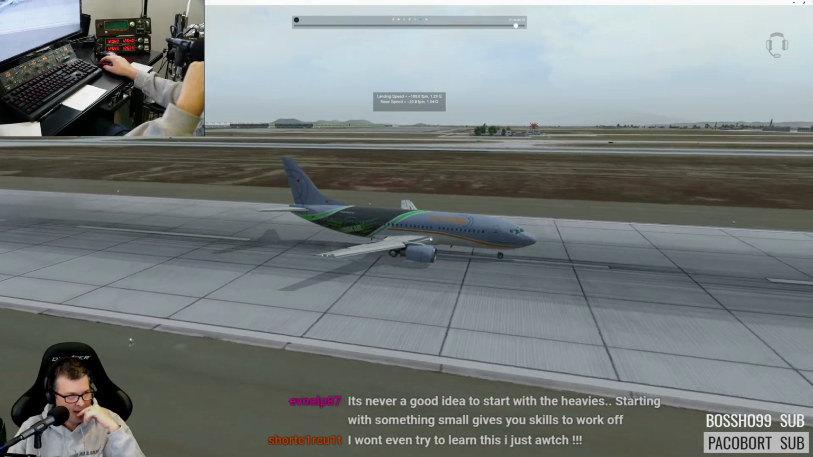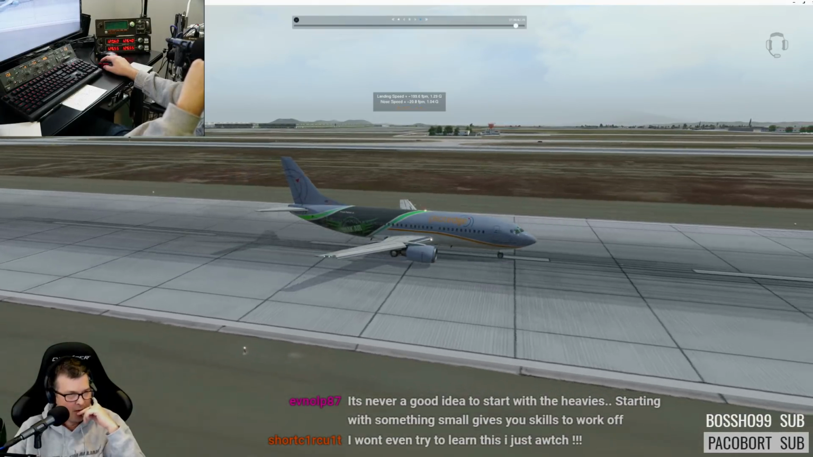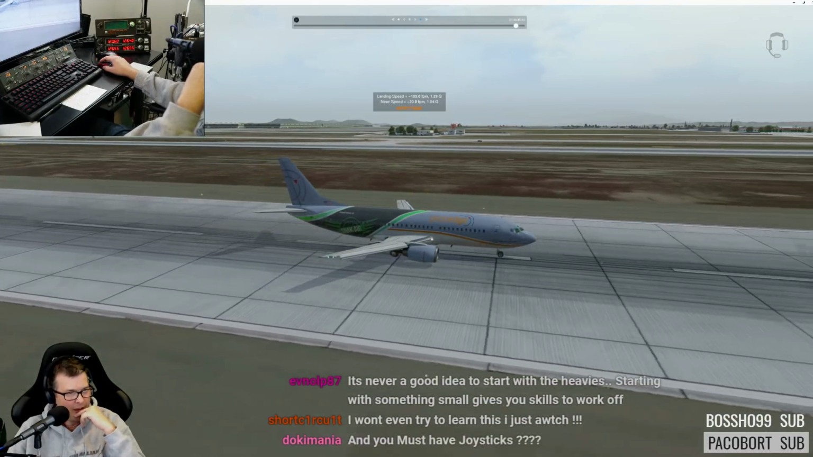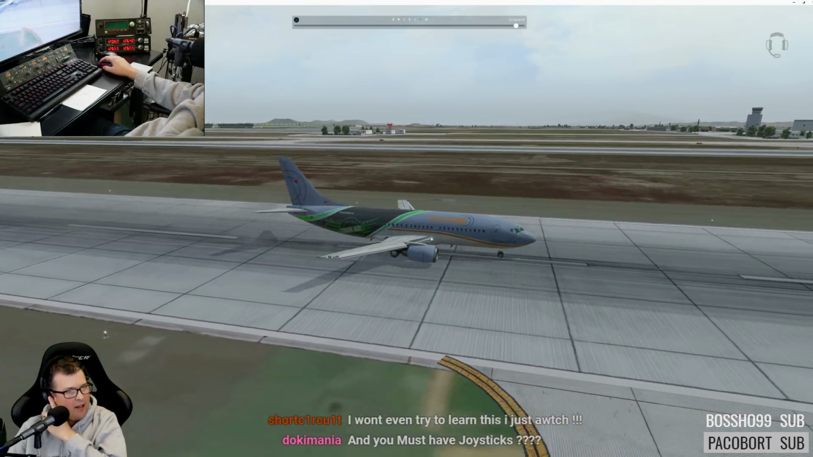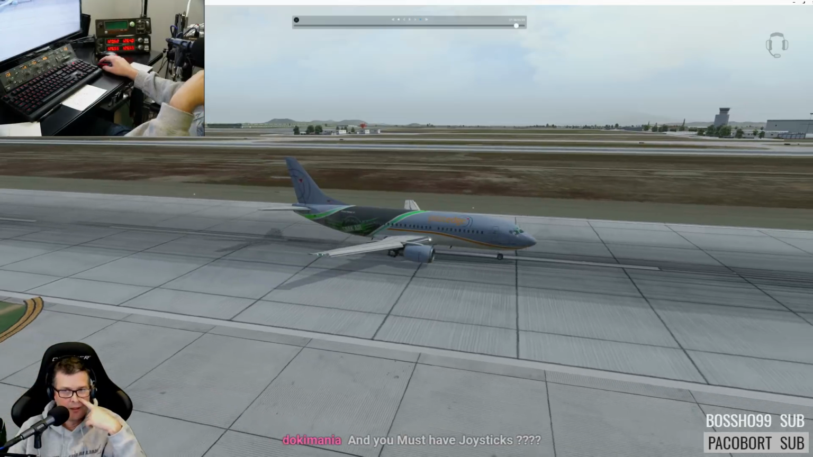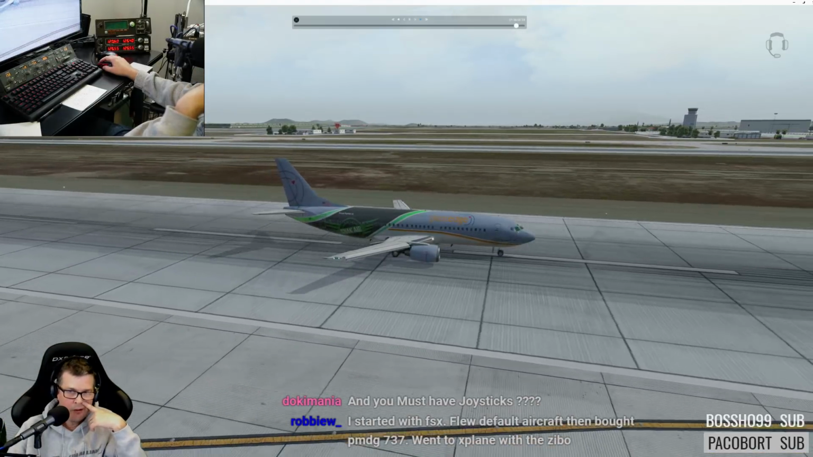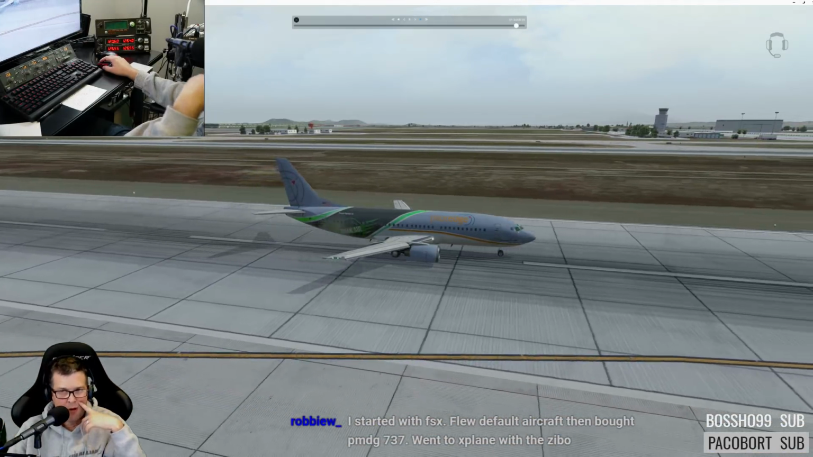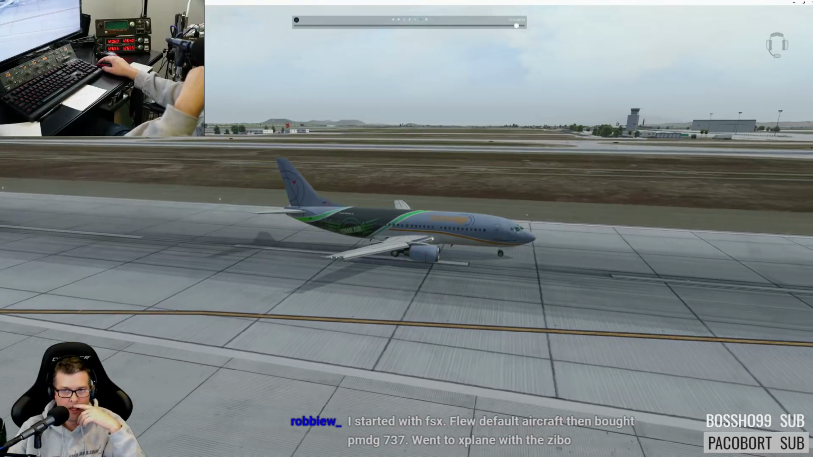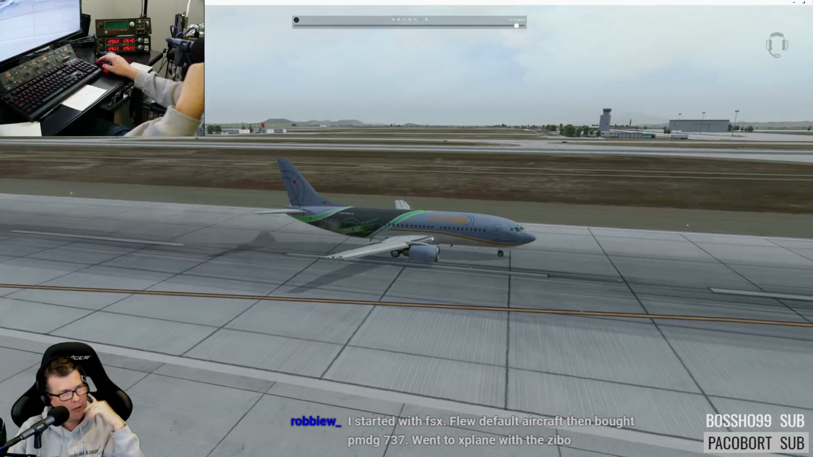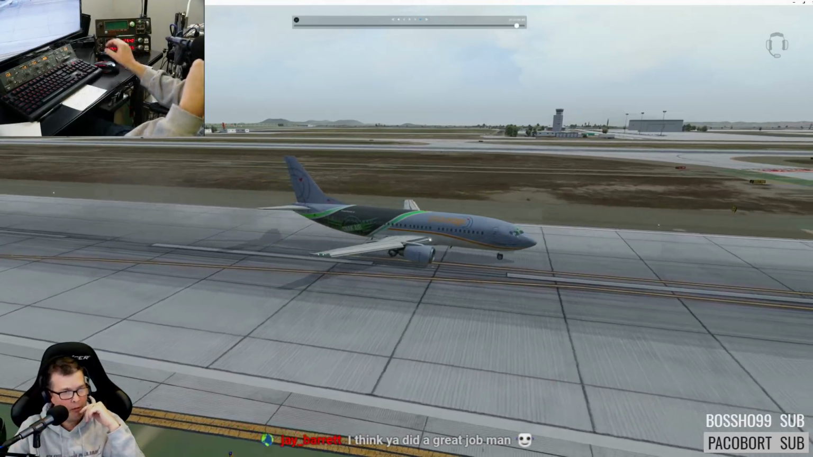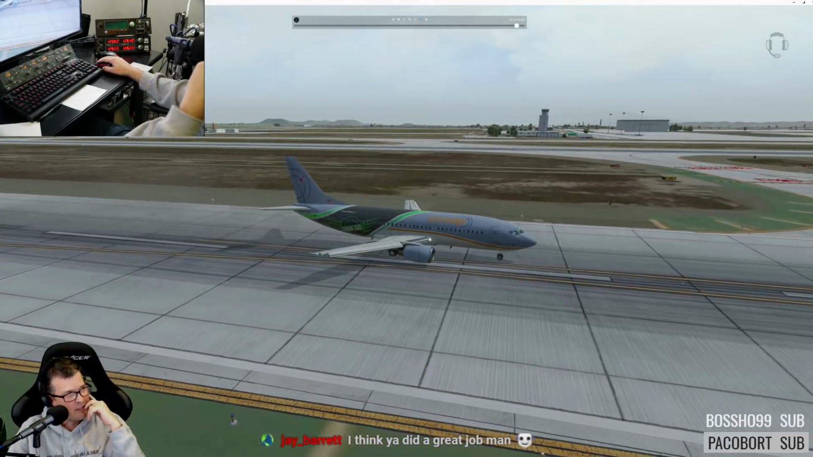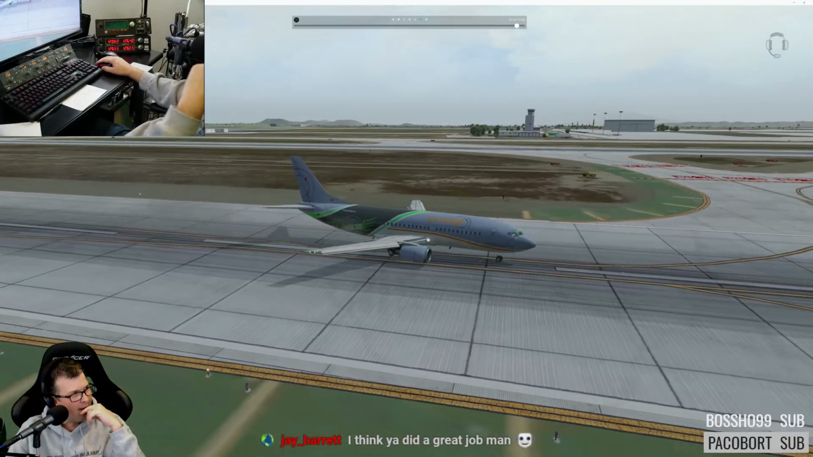It's never a good idea to start with the heavies. Starting with something small, yeah, exactly. Start with the Skyhawk. Yeah, you need a joystick. You can get a $40 joystick like the Logitech 3D Pro. You can start with that, and then eventually you want to get some rudder pedals. But with the 3D Pro you can twist for the rudder action. So, thanks, Jay. Yeah, little redemption there.